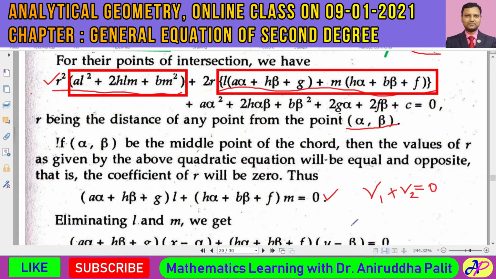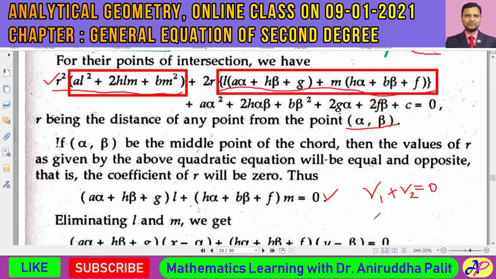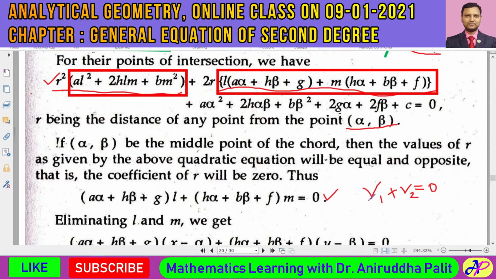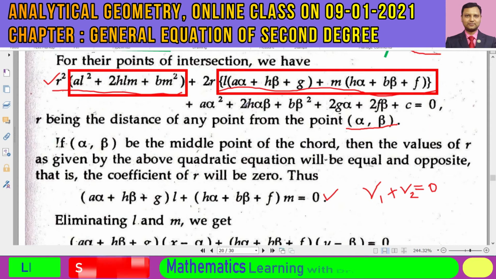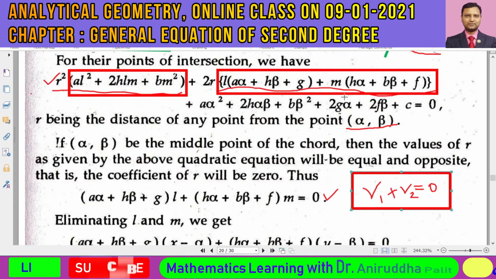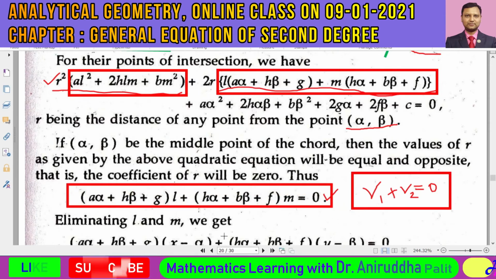This is actually the coefficient of R is equal to 0. Here I am saying again that if R1 plus R2 is equal to 0, then R1 plus R2 should be equal to the coefficient of R divided by the coefficient of R square with a negative sign, minus b by a formula. And because R1 plus R2 is equal to 0, only this numerator must be equal to 0, that they have taken over here.